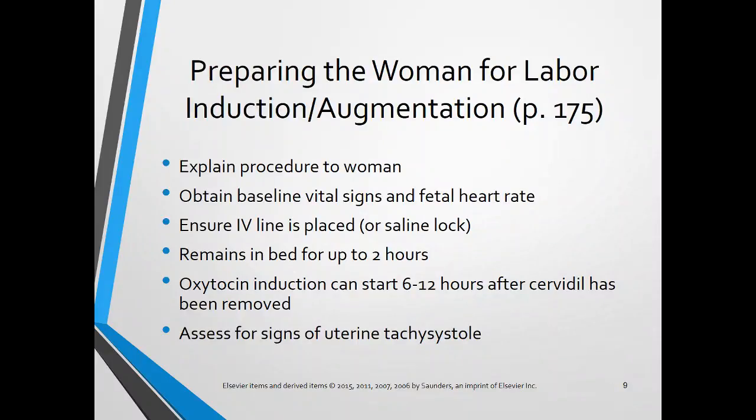So what are you going to do to help prepare the woman for induction or augmentation? Obviously, you're going to explain what's going on, and obtain baseline vital signs and fetal heart rate. You want to make sure that there's an IV placed or a saline lock. When they have Cervidil placed, they should stay in bed for 2 hours, because once they get up, sometimes it may fall out. So you want to make sure they're getting at least 2 hours of that medication. Oxytocin induction normally starts about 6 to 12 hours after the Cervidil has been removed. And then you want to assess for signs of uterine tachysystole.